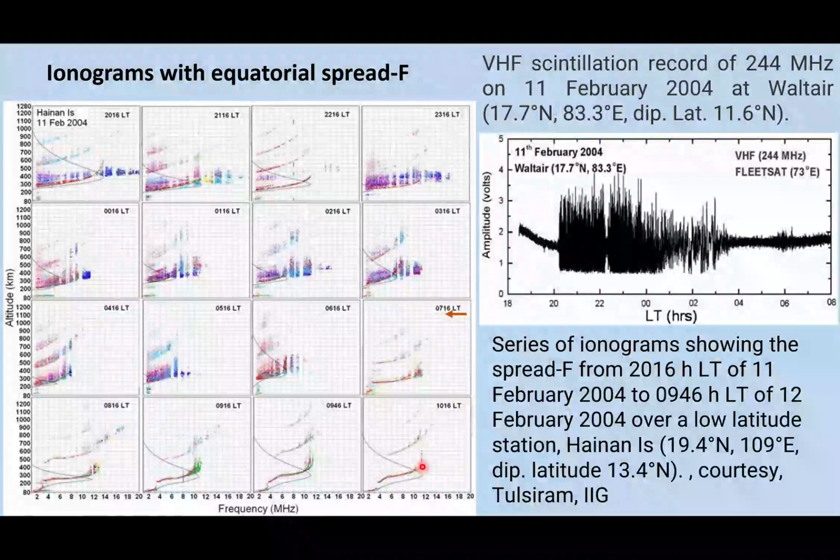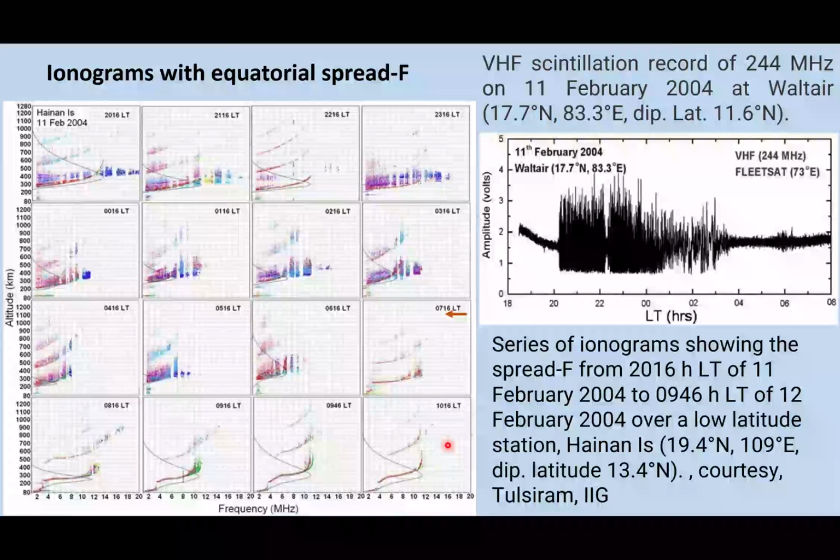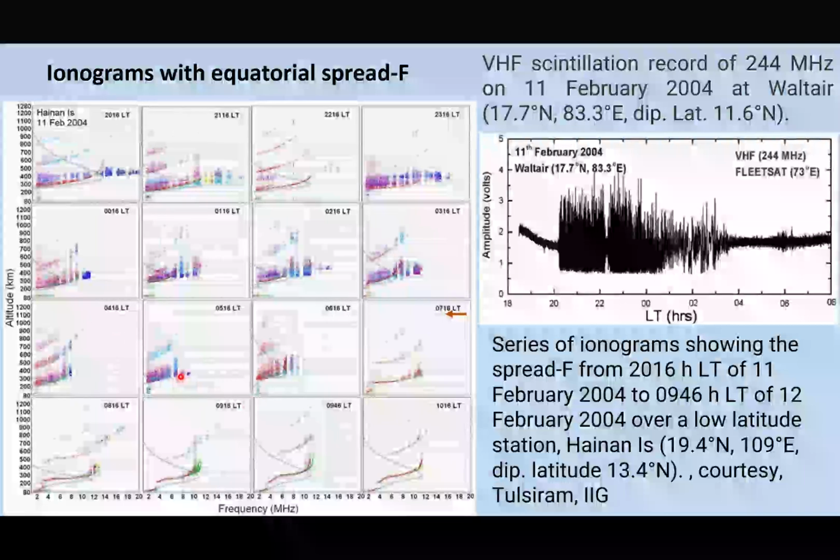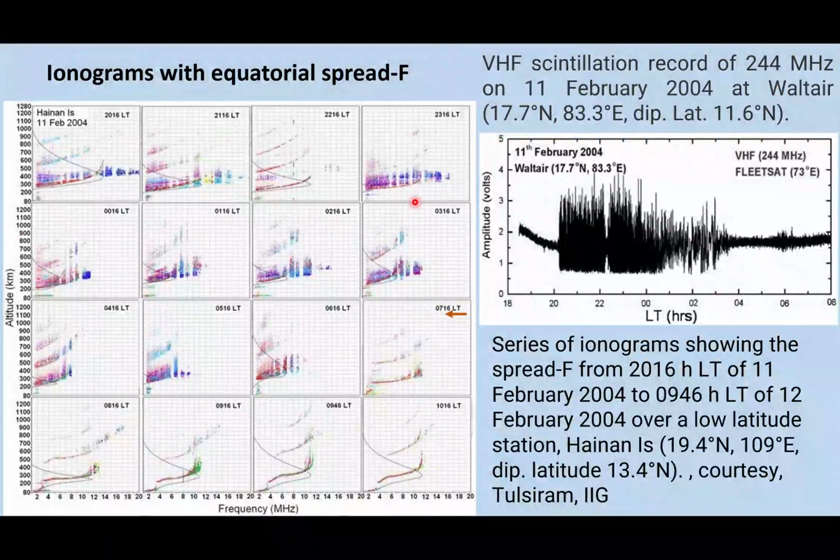But this is the early morning trace like that. So this additional feature which occurs occasionally due to plasma irregularities is called spread F, and the one which occurs in the equatorial region is equatorial spread F.